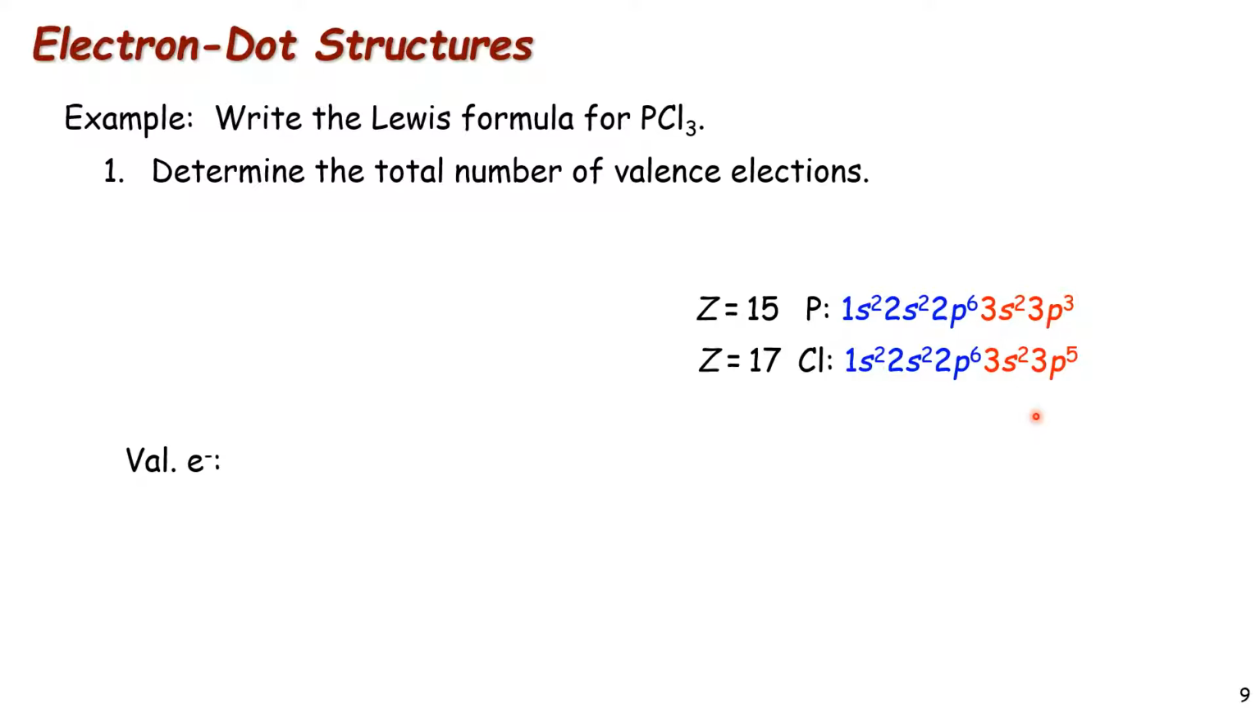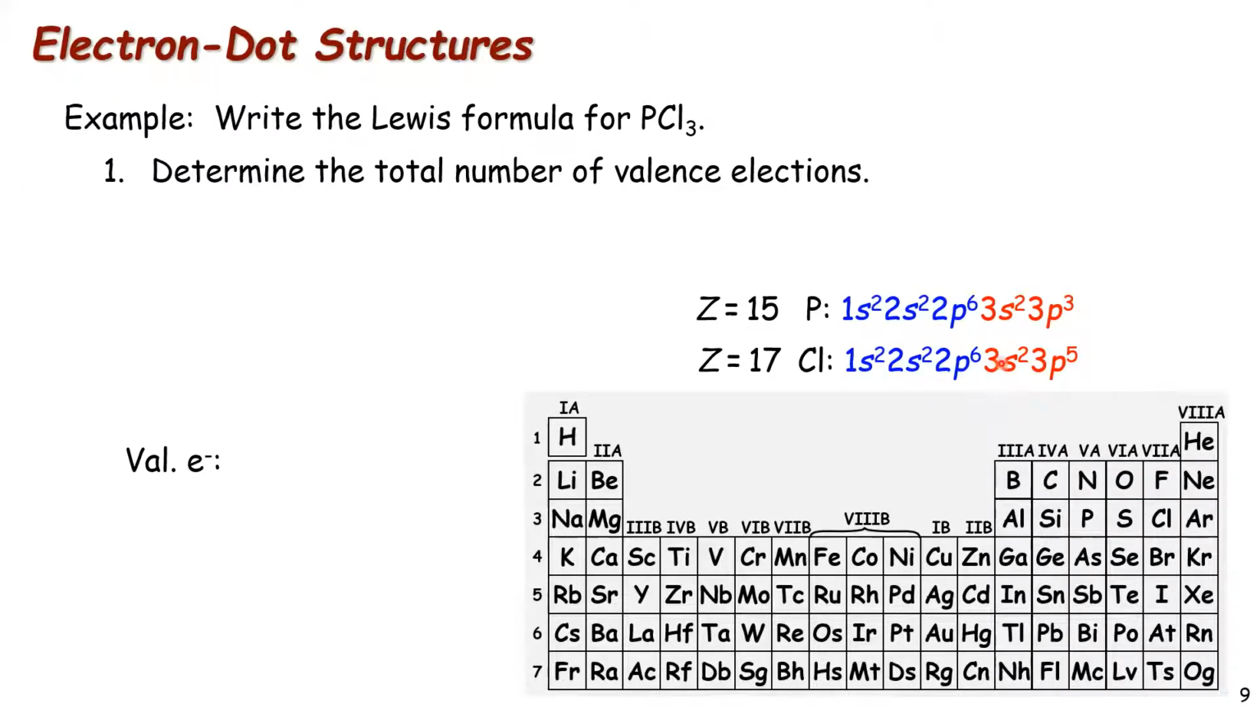But we don't need to draw the electron configurations every time. For the main group elements, of course, you'll notice that, again, we said phosphorus has 5. Well, phosphorus is in group 5 and therefore has 5 valence electrons. And we said chlorine has 7. Well, chlorine's in group 7 and thus has 7 valence electrons. So we're not going to need to draw the electron configurations every time. We can simply use the A values on the periodic table for the main group elements. Now, of course, that doesn't work for the transition metals, but it certainly does work for all of the main group elements.